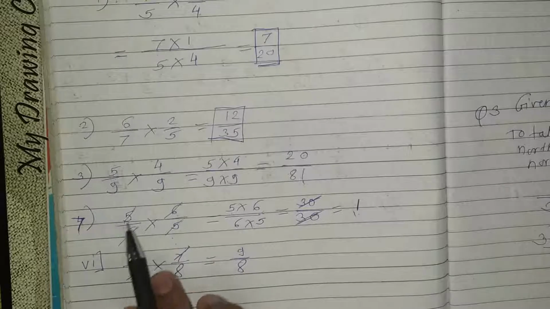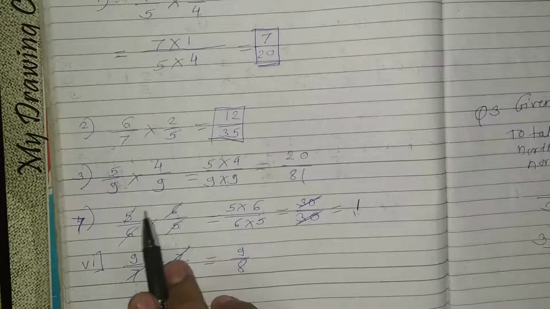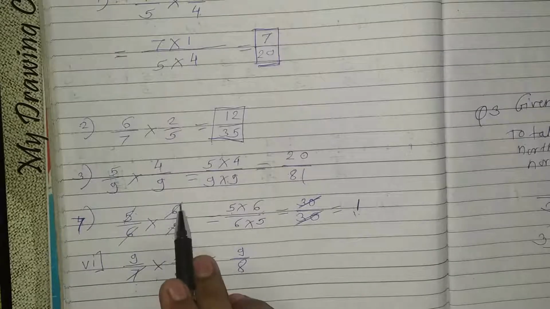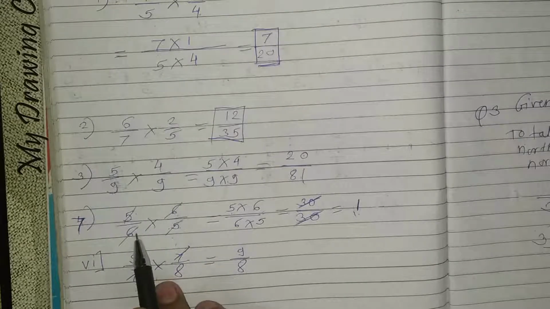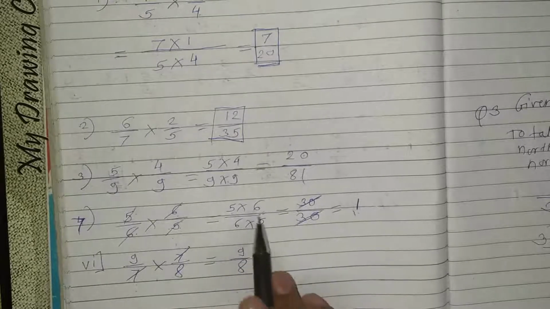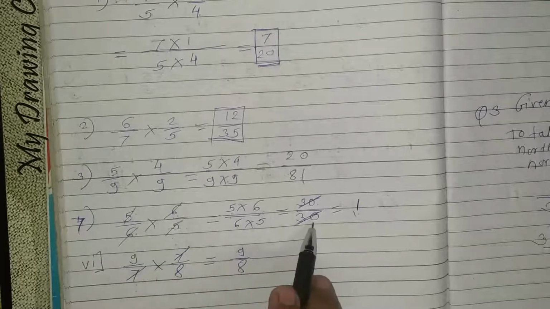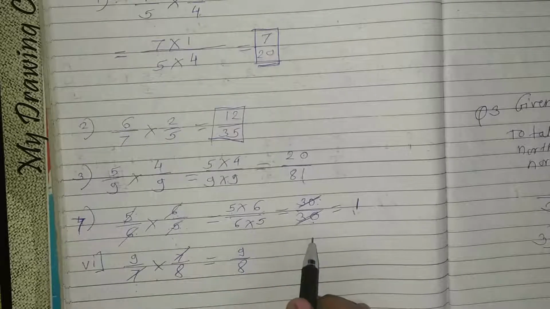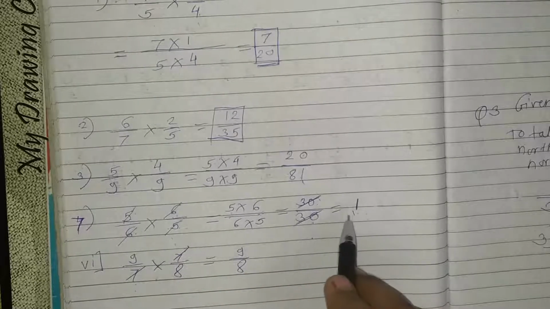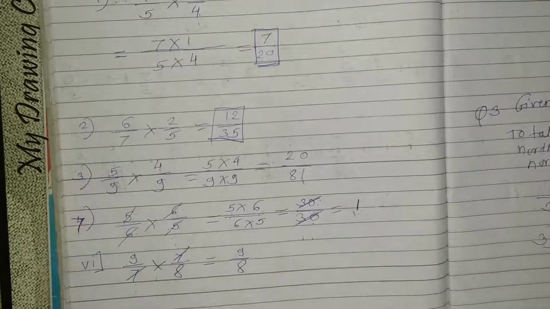When the number at numerator and denominator are the same, if same, we can cut them. Or if you do not cut, then also go ahead. 5 6s are 30, 6 5s are 30. 30 upon 30, division answer will be 1. So the same number up and down, the answer will remain 1.